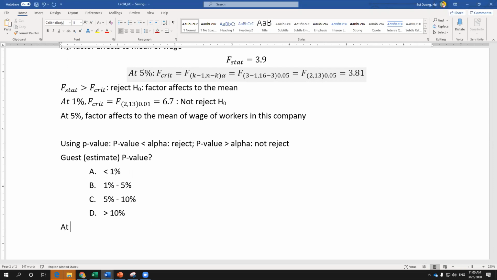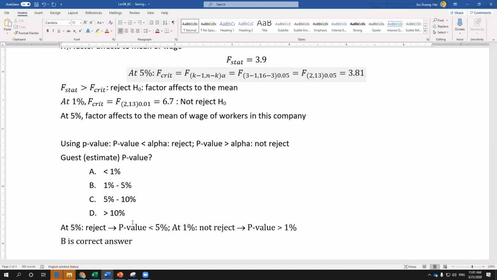We see that at 5% you reject. Therefore, p-value must be smaller than 5%. Okay? However, at 1%, you do not reject. Therefore, p-value must be greater than 1%. Therefore, B is the correct answer. Okay?